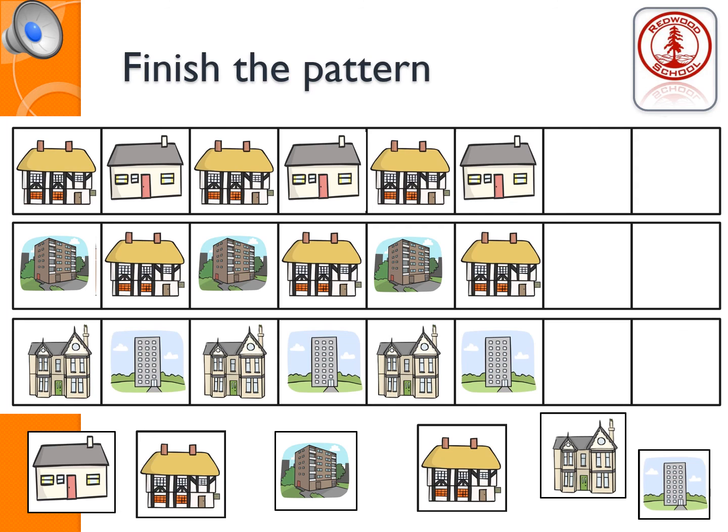Can you finish off the patterns of the buildings in each row? Using the pictures down below to help you. And in the first row, it goes detached house, bungalow, detached house, bungalow, detached house. What two buildings come next?